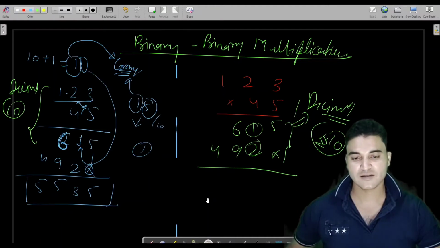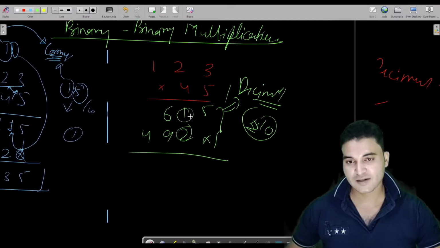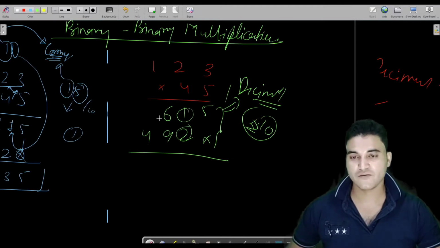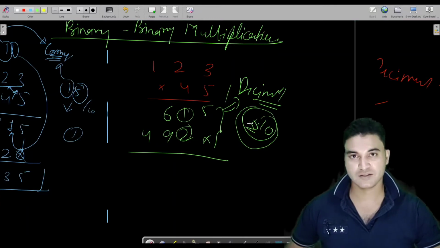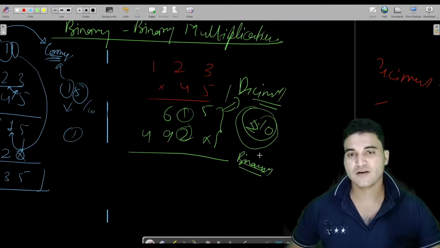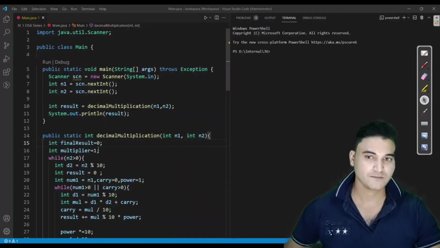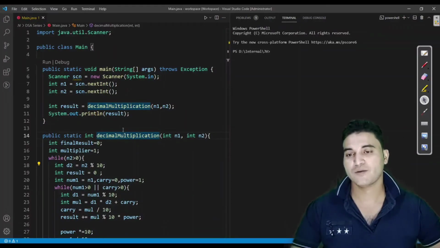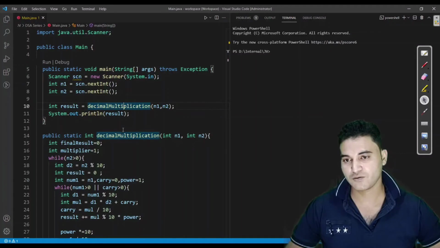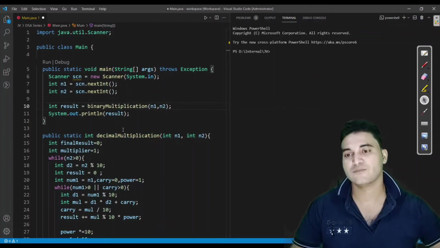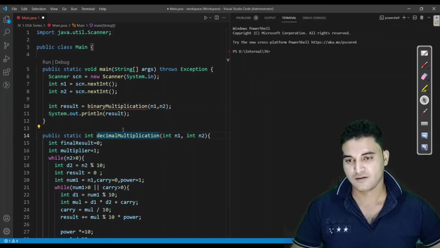But here things are very different. Here the result is going to be binary only. So you have to add two binary numbers. So you do not have to write the logic for adding two decimal numbers. Instead of this, you have to write the logic for adding two binary numbers. Fine. So these are the only two differences while multiplying two binary numbers, and you are going to get your output. Let us see how. So we have already written the code for multiplying two decimal numbers. I'm going to change that code only. So this was the decimal multiplication, and I'm going to change this to binary multiplication. Fine.